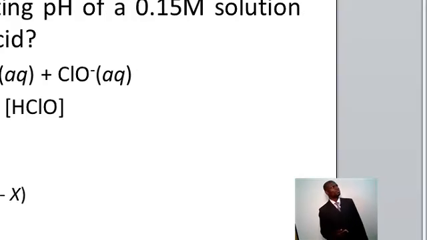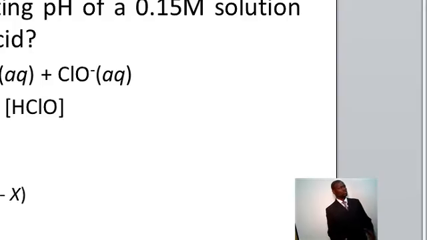Calculation of pH of a solution of a weak acid. This is very important because we need to know how to calculate the pH if we are given information about the acid. If the acid dissociation constant Ka for hypochlorous acid is 3 times 10 to the power minus 8, the question is what is the resulting pH of a 0.15 molar solution of hypochlorous acid?